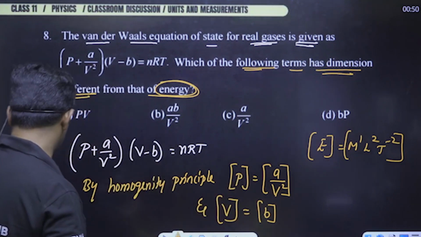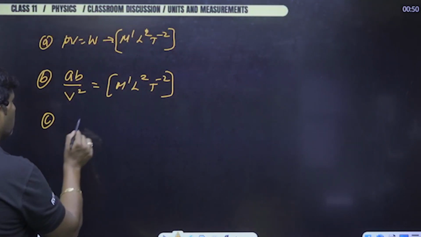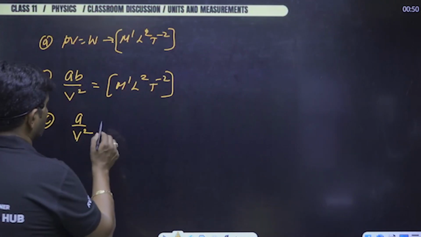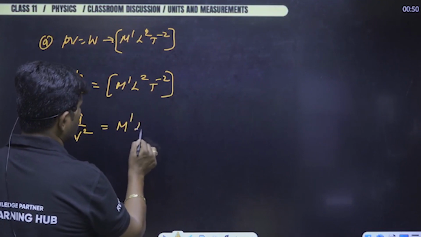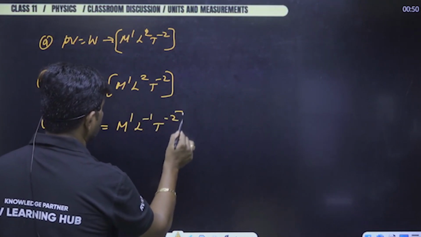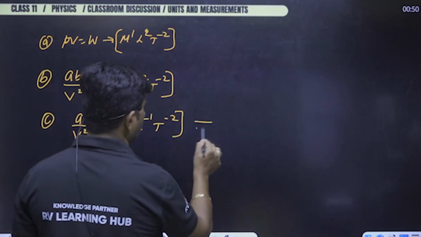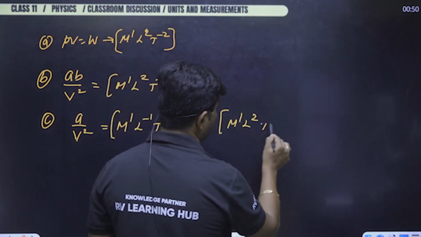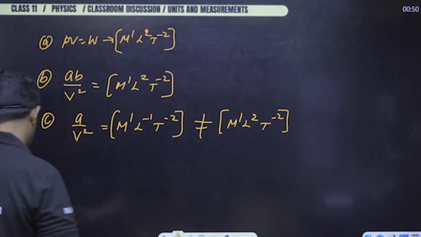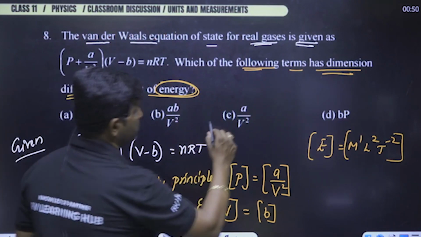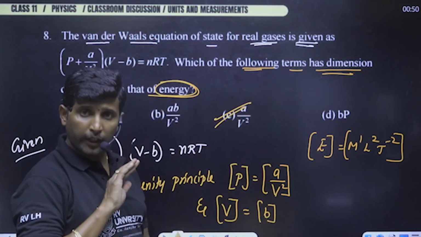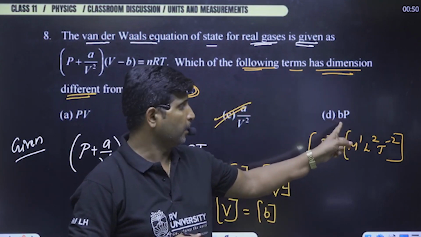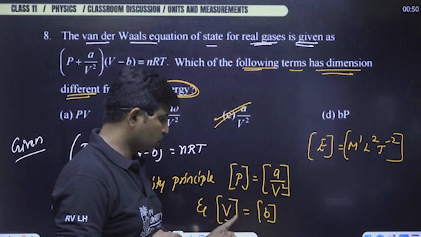Must be equal to the dimension of pressure. Is it right or not? A divided by V square must have the dimension of pressure. Hence, and it is not equal to the dimensions of energy. Hence, we can select option C as the right answer, and there is no need to verify option D, because B is having the dimension of volume.